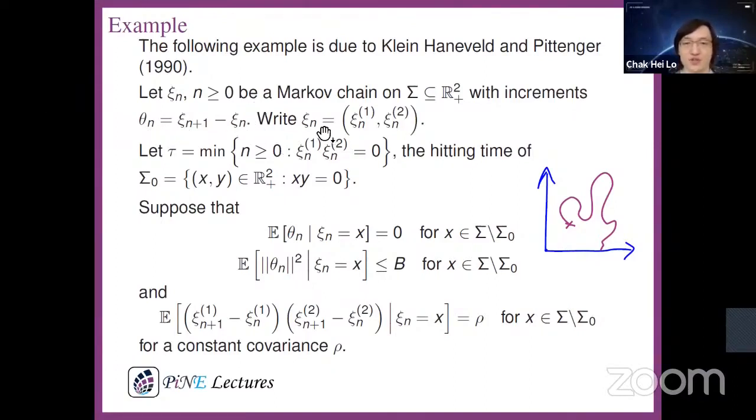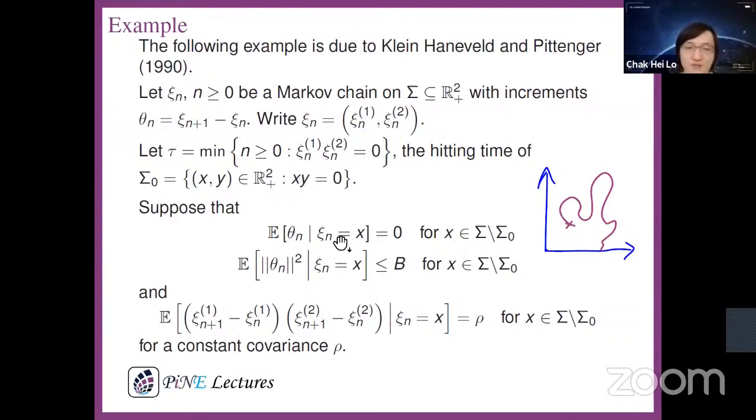Because it's in two dimensions, we write psi n as psi n1 and psi n2, and we define the stopping time tau to be the minimum n such that psi n1 times psi n2 equals zero. This stopping time is actually the hitting time of sigma zero, the boundary here. Sigma zero is the blue line. The process will run around, and at some point it will hit this boundary or this boundary, and that is the stopping time that we are looking for. We want to see if this stopping time is finite or infinite, depending on how this walk moves, so we need to impose some conditions on how it moves.